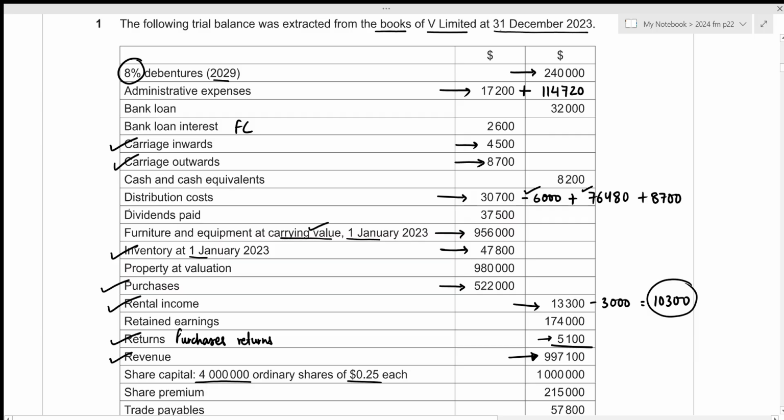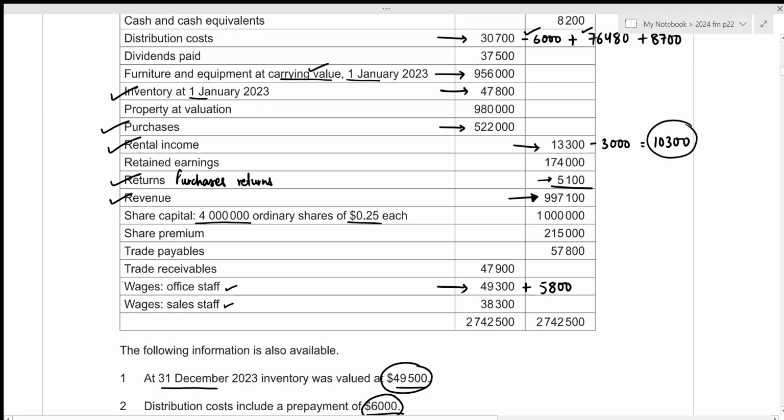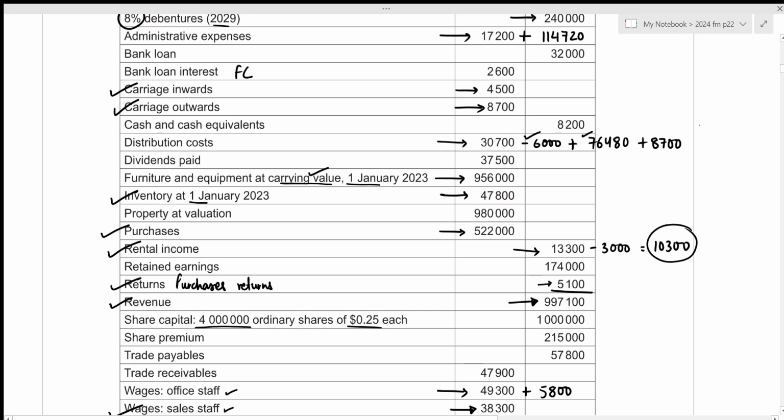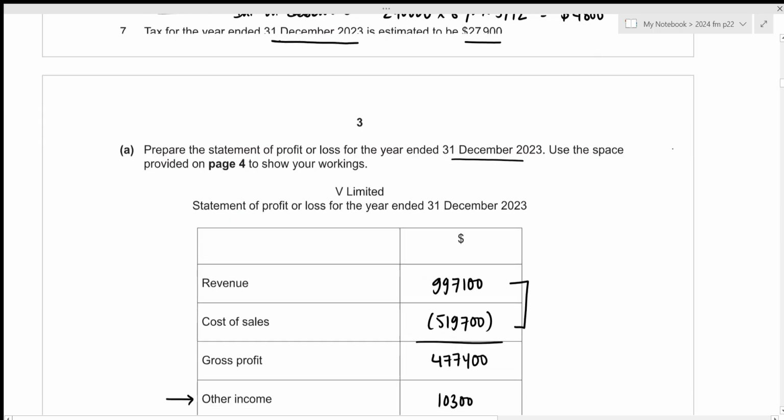Then we have the dividends paid. That will not be included within our statement of profit or loss. We have the retained earnings, share capital, share premium, trade payables, trade receivables. We have the wages for our sales staff, which is also part of the distribution cost. So we need to add this value of 38,300. Okay, so that should be all. Let's calculate the total. That will be 30,700 minus 6,000 plus 76,480 plus 8,700 plus 38,300, which gives the total of 148,180. That's the total for distribution costs.